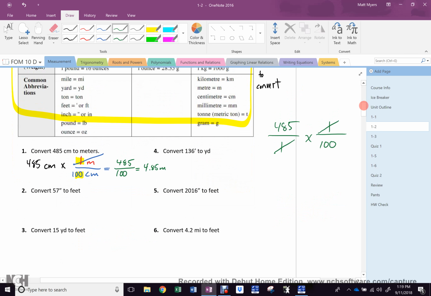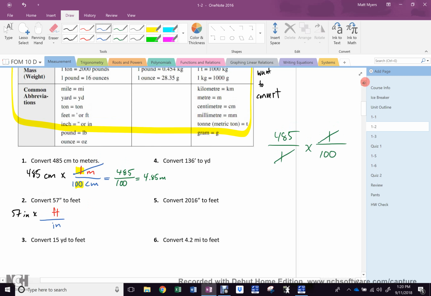Now, sometimes, even when you're staying in one system, it gets a little yucky. And I'll show you what happens on this very next one. The very next one is already going to be a yucky one. What is the value we are starting with? 57 inches. And what do I wish to convert it to? Feet. So what I want is feet over what I have is inches. Where do I get the numbers? From the chart.